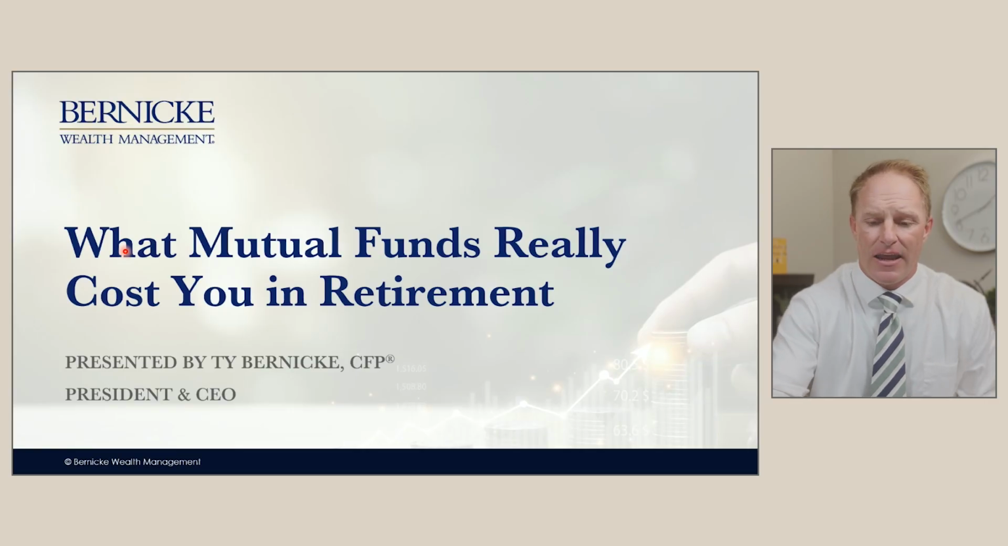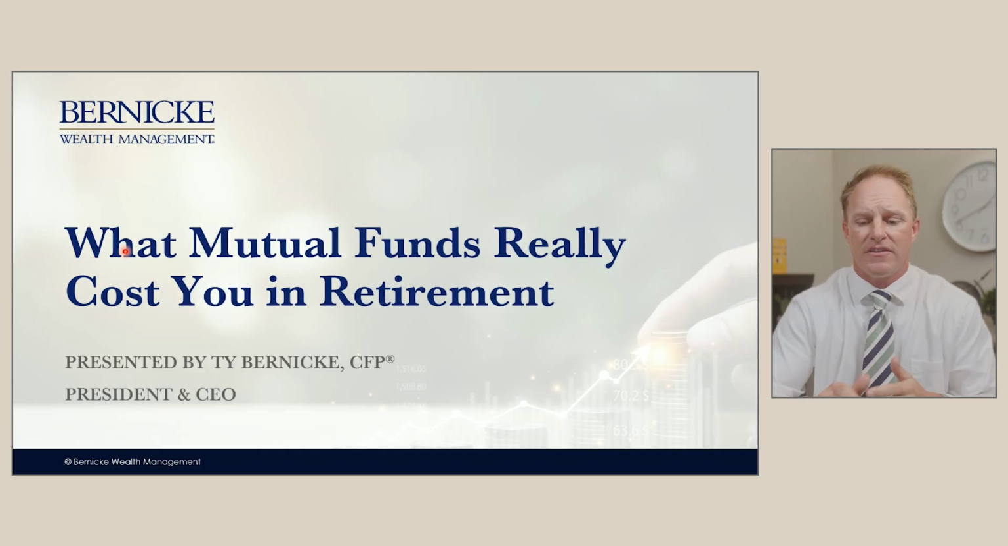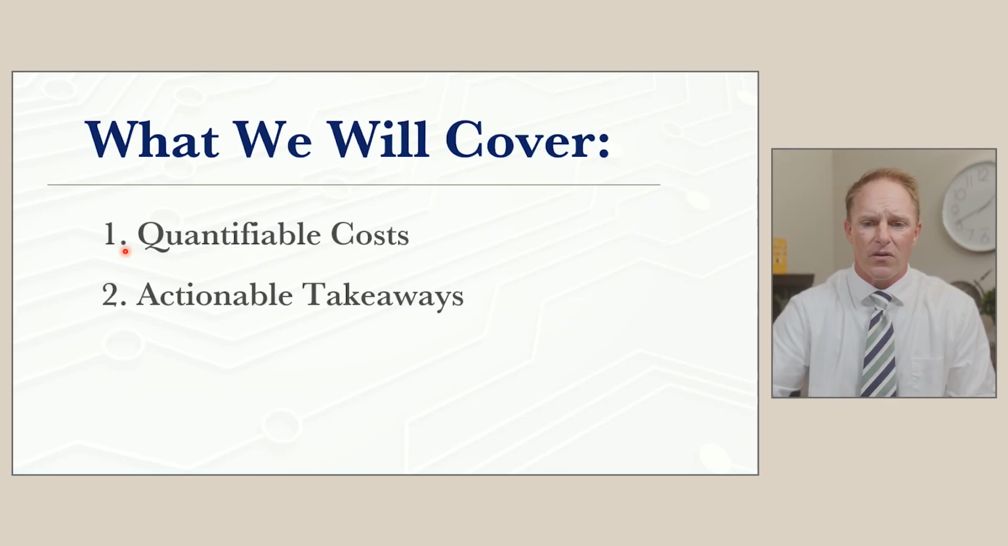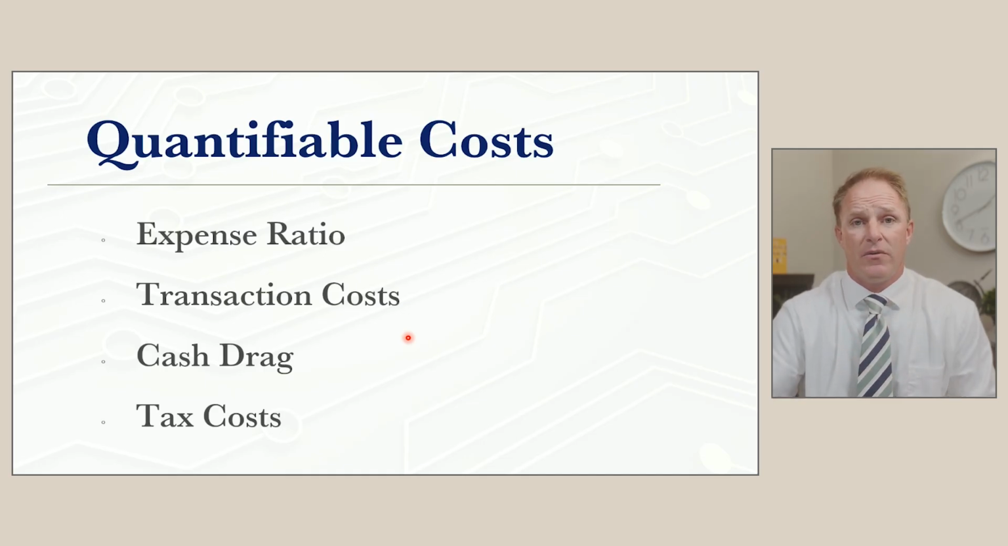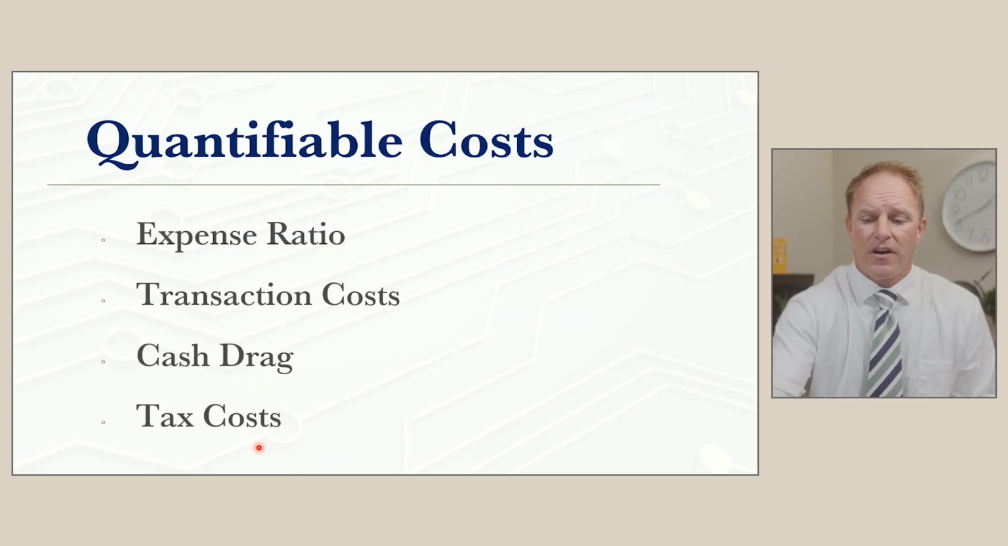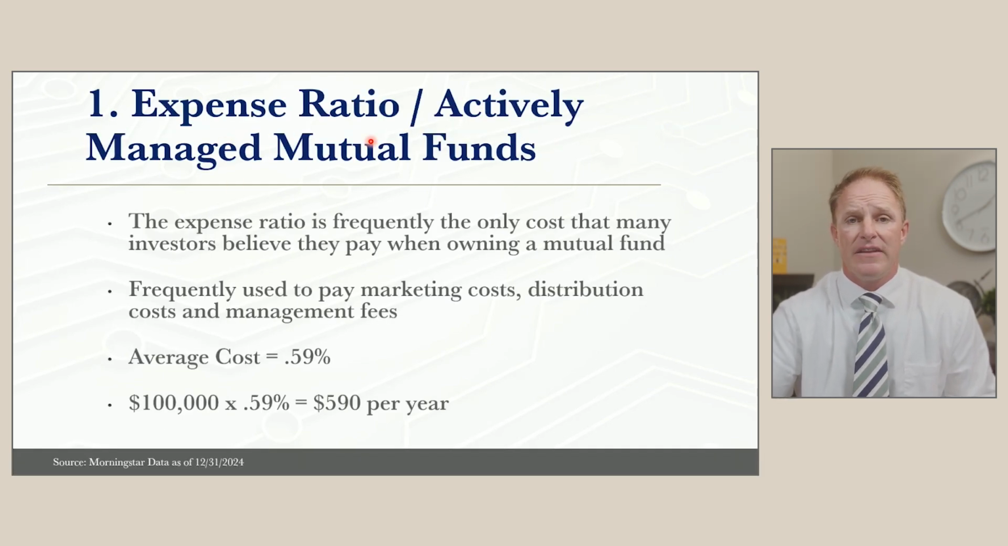And so today I'm going to do my best to uncover what mutual funds really cost you in your retirement so you can make more educated decisions going forward in the future. So what we'll cover, we're going to be going over quantifiable costs and actionable takeaways. And the quantifiable costs associated with mutual fund ownership include the expense ratio, transaction costs, cash drag, and tax costs. And we're going to be going over each of those individually, starting with the expense ratio.